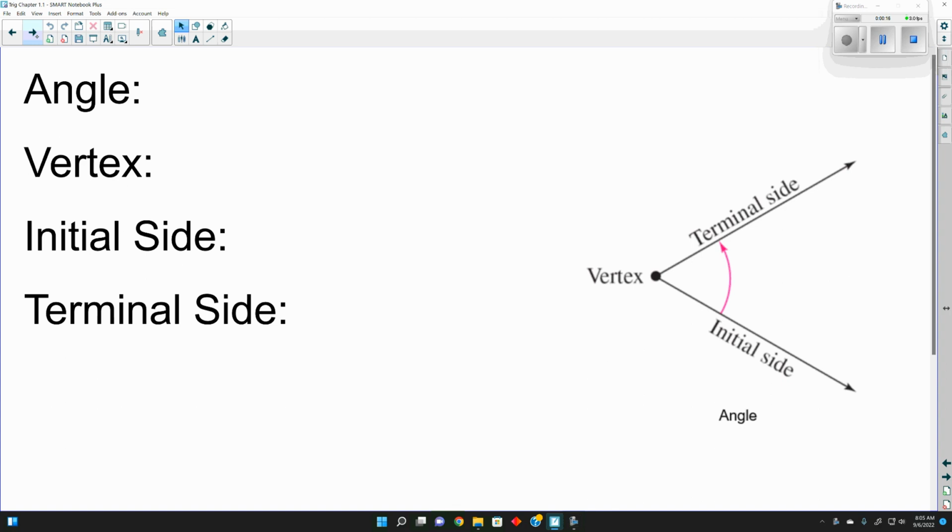Now, today's going to be really the first day we're actually digging into trigonometry, something that you may not be as familiar with. And the first thing we're talking about is angles.